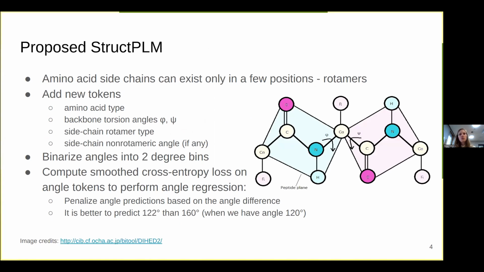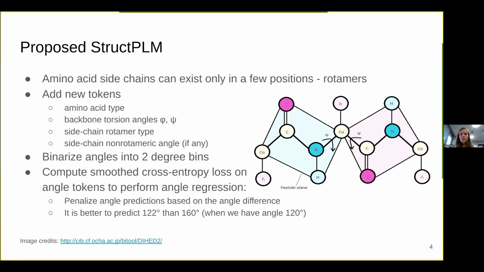So we propose another approach, a structural protein language model, StructPLM, where we add some structural information along with letters into the same sequence of protein. It is known that amino acid side chains can exist only in a few possible positions or rotamers, so they can be easily tokenized into types or categories.